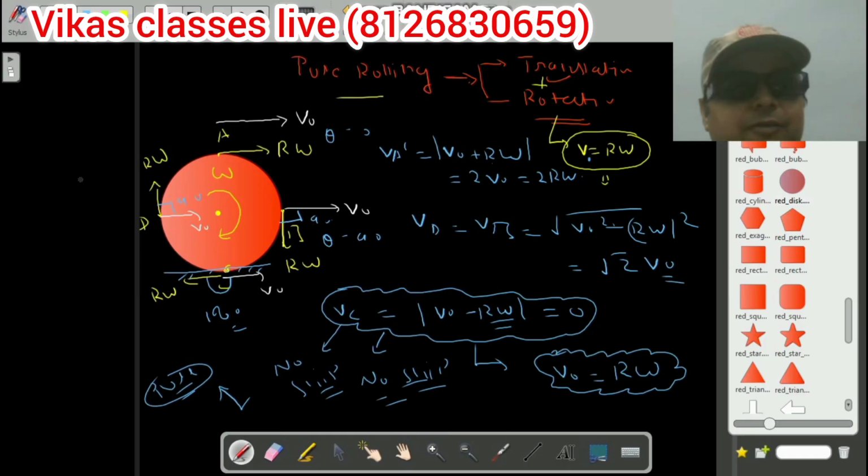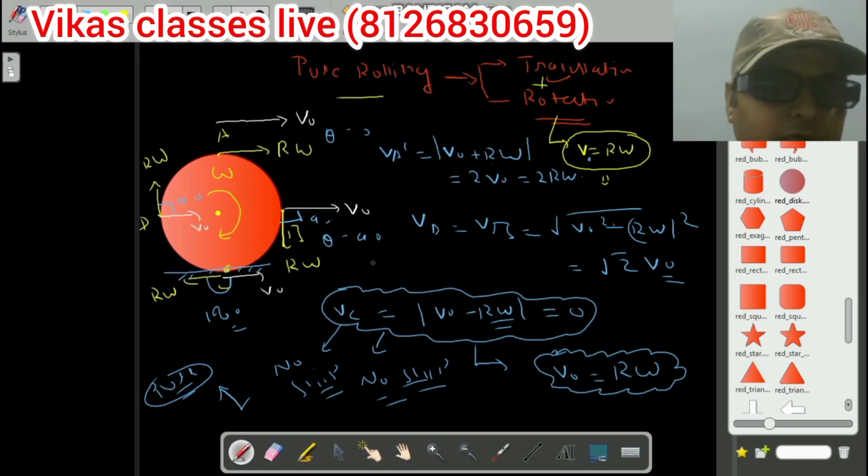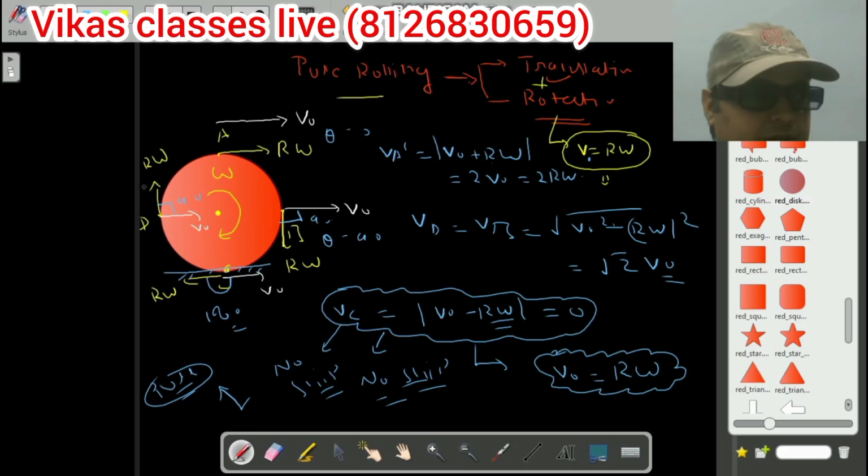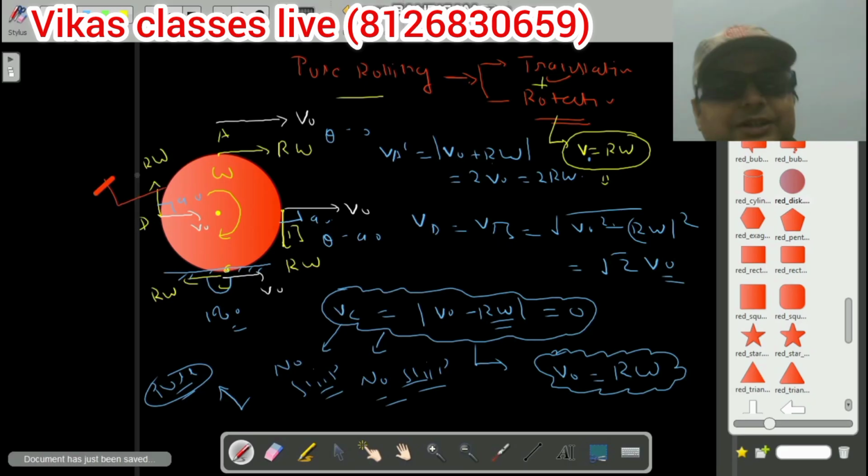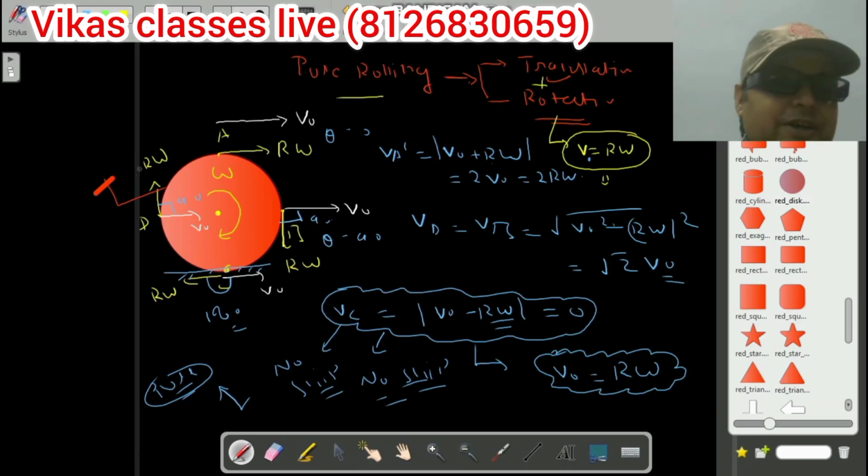Here we get the complete analysis of pure rolling motion, which is most important in case of JEE Advanced. The number of relations derived here are used as short tricks in other competitive examinations. In further sessions, we will discuss rotational kinetic energy and translation kinetic energy.